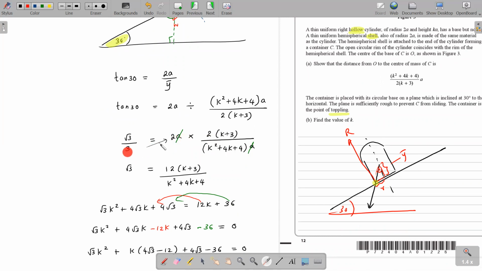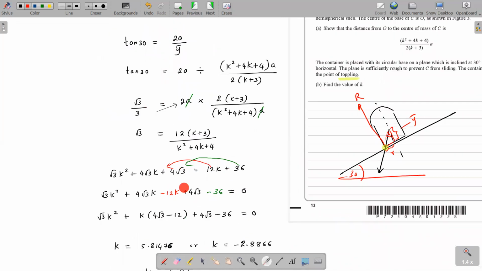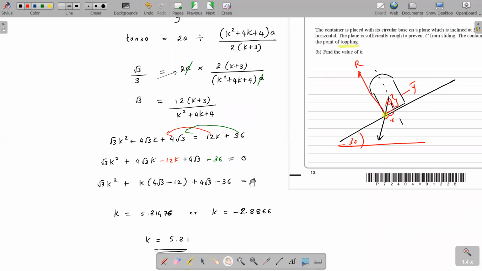4 with this 3 has become a 12 times k plus 3 over k square 4k plus 4. I've taken the k square 4k plus 4 the other side and multiplied with root 3, and it's equal to 12k plus 36. And then I've taken the 12k plus 36 to this side. I've factorized, right? Taken the k square terms separately, k terms separately, and the constant terms separately. And then you solve for the quadratic equation.